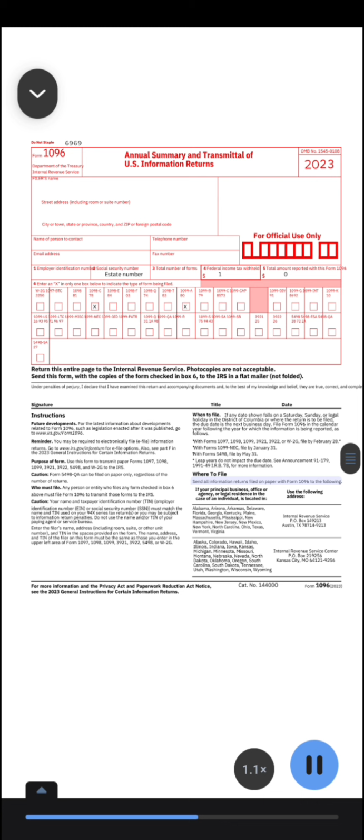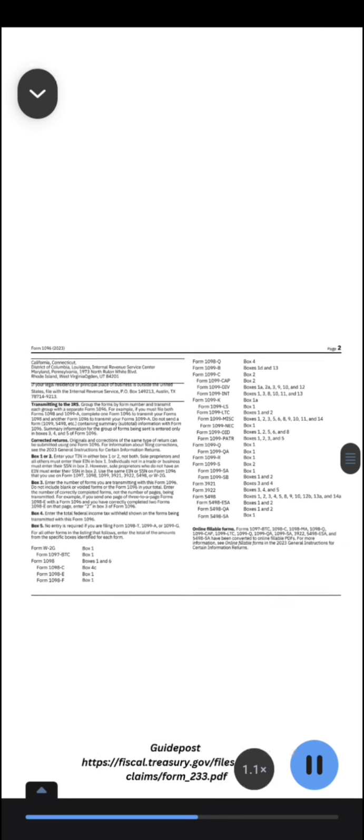Send all information returns filed on paper with Form 1096 to the following. If any date shown falls on a Saturday, Sunday, or legal holiday in the District of Columbia or where the return is to be filed, the due date is the next business day. File Form 1096 in the calendar year following the year for which the information is being reported, as follows. Where to file?